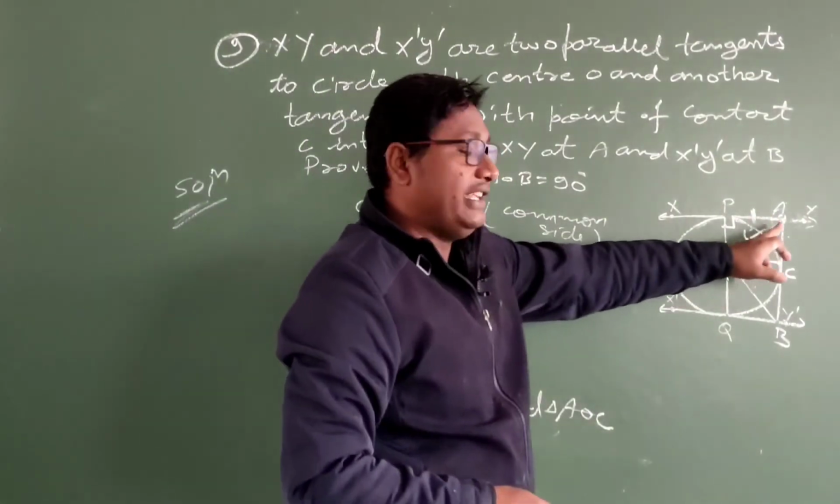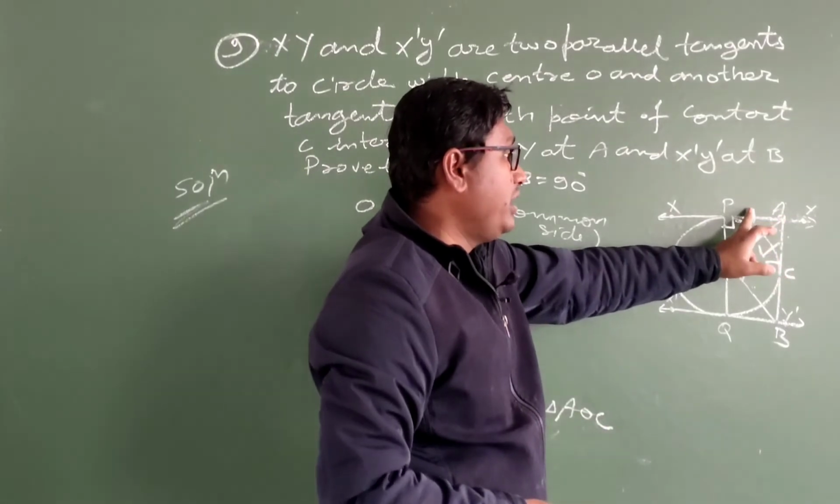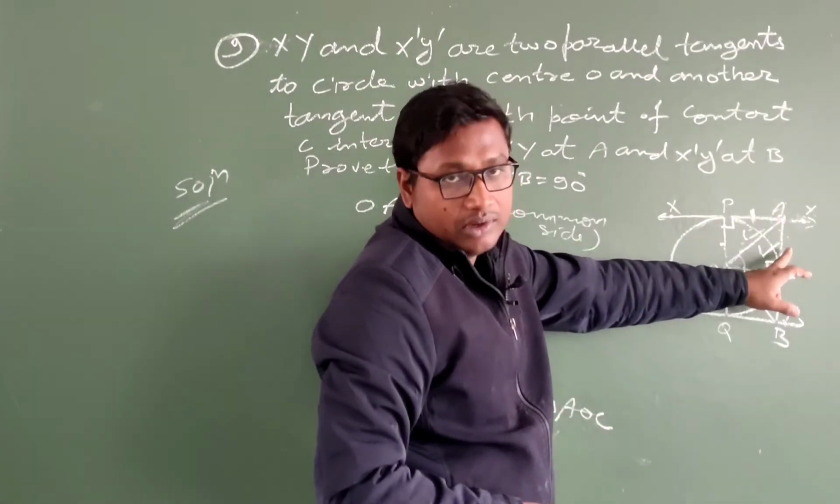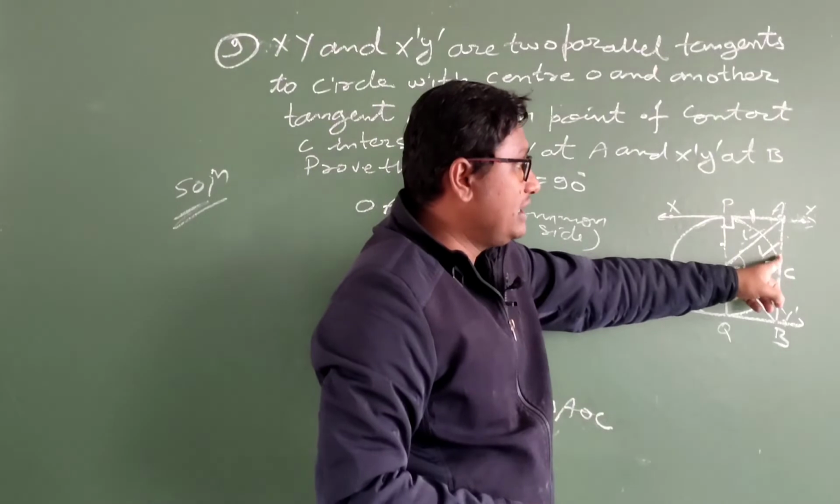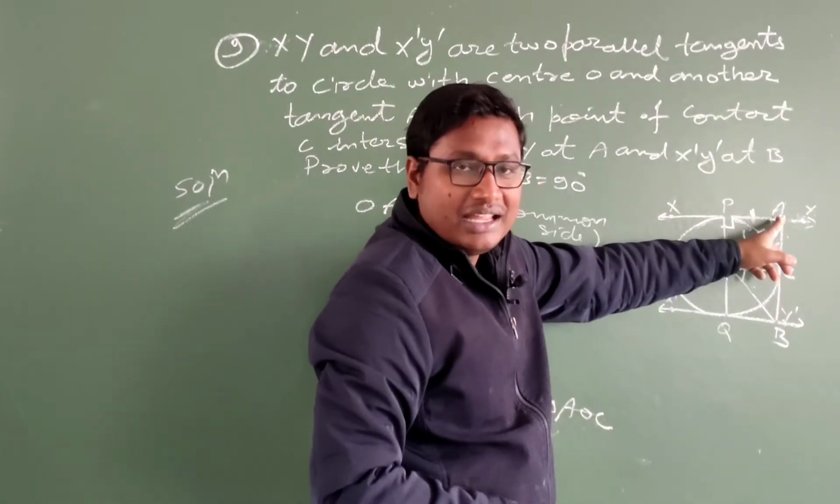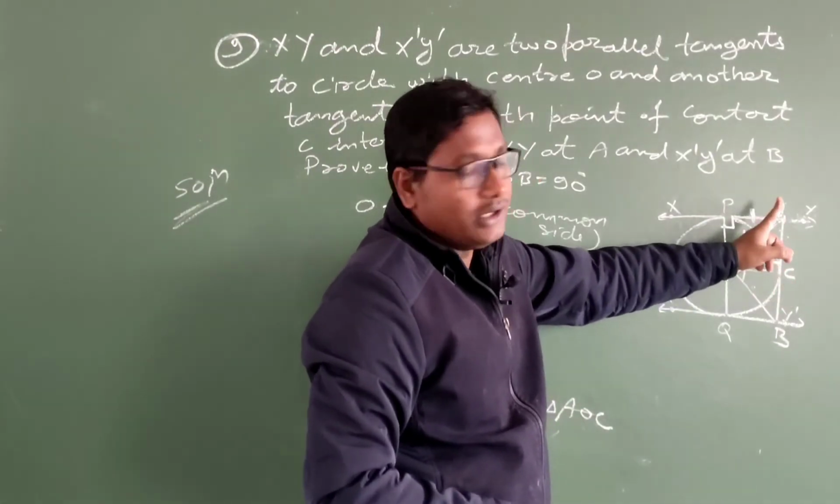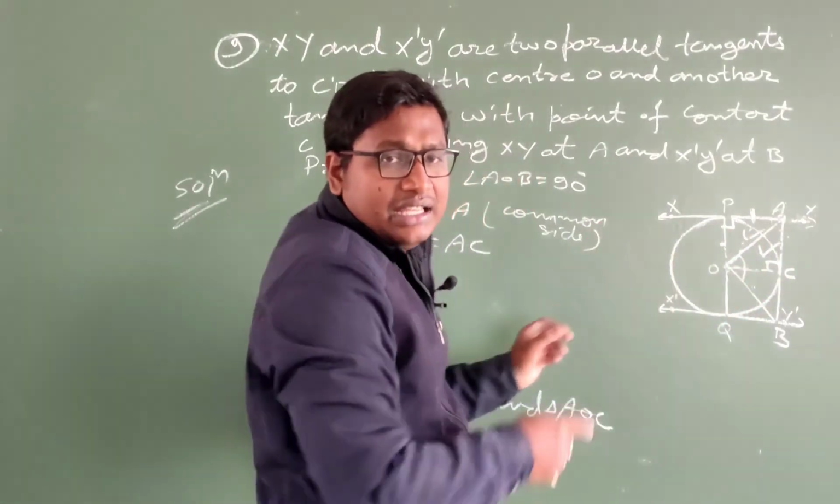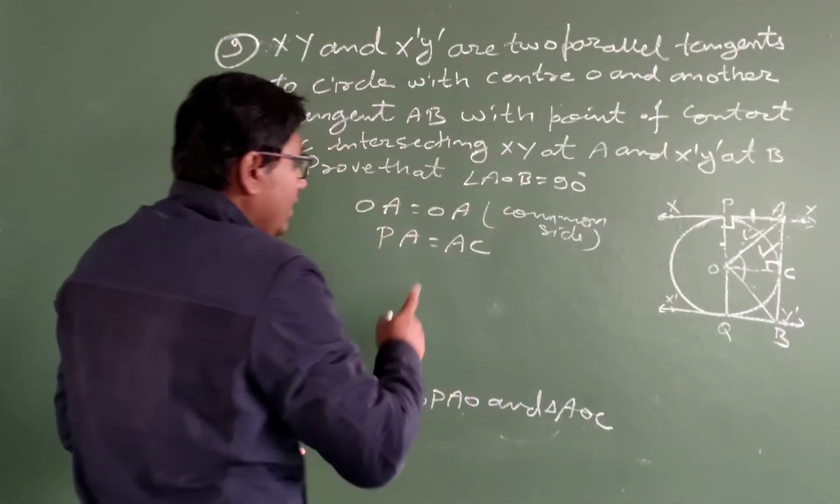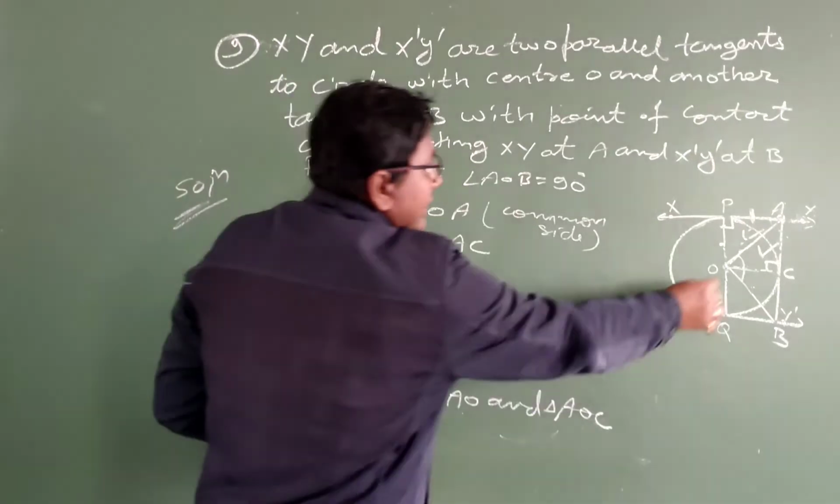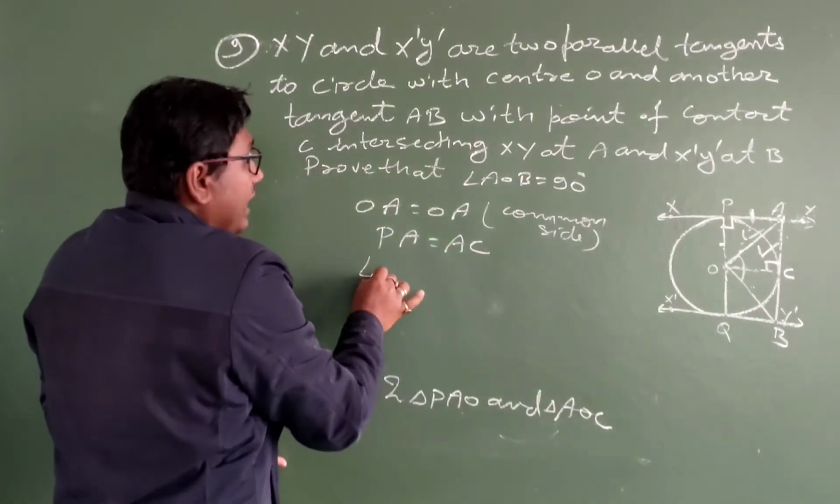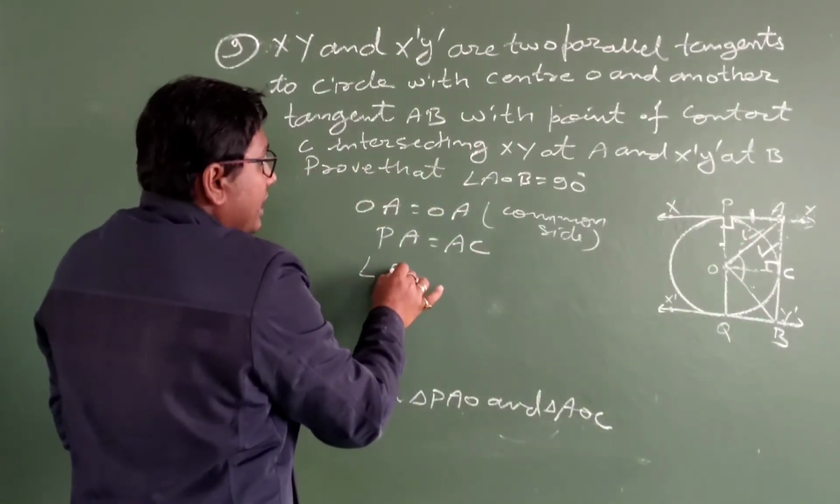Because A is an exterior point, and from an exterior point the tangents to the circle are equal. So PA will be equal to AC. This we have already proved. And now the third thing, that is angle APO.